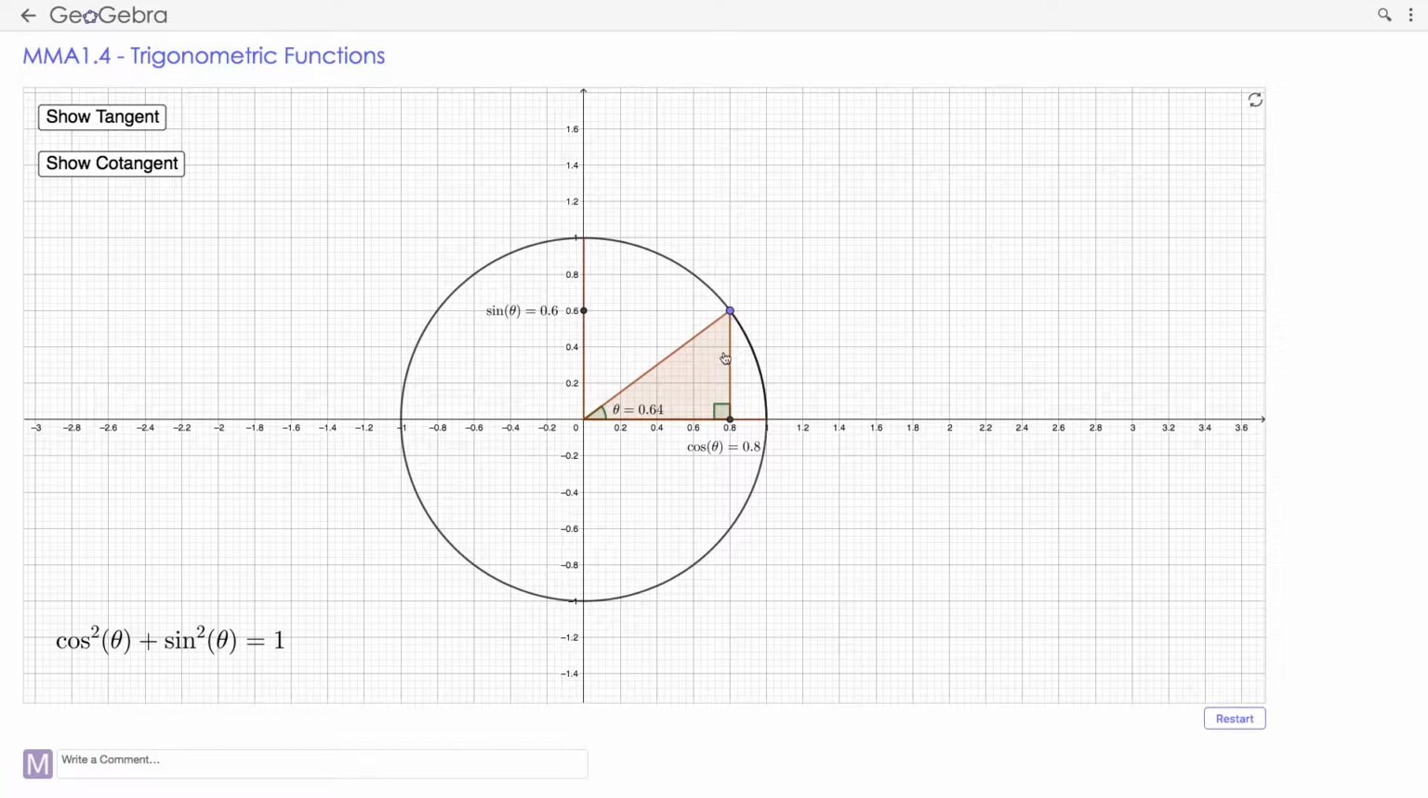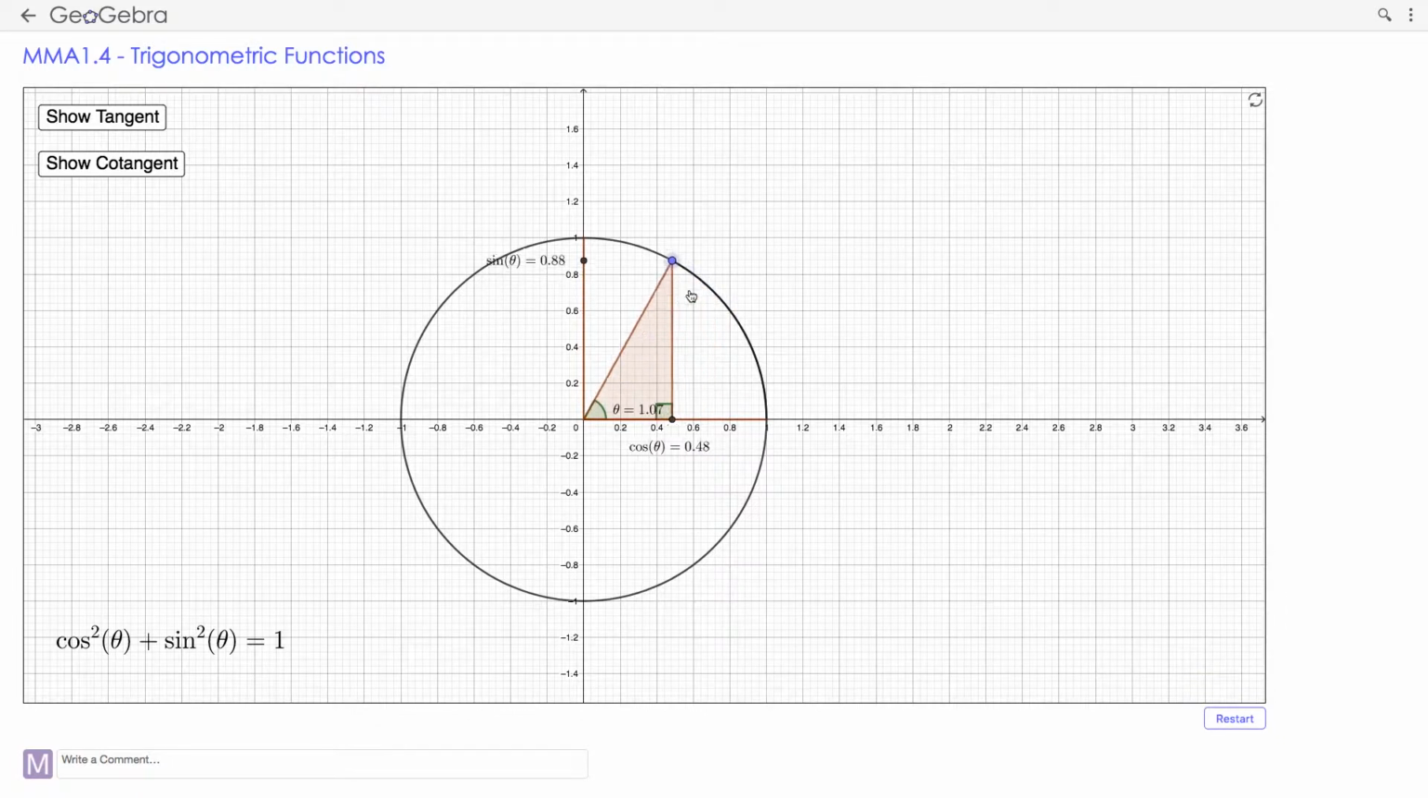This point will, of course, have, any point in 2 dimensions has 2 coordinates, right? And the 2 coordinates here will be cosine theta, we call it, and sine theta. So cosine theta is the x-coordinate of this point here. And sine theta is the y-coordinate of this point here. In this particular case, where the angle is 0.64 something, in fact, the x-coordinate is 0.8 and the y-coordinate is 0.6.